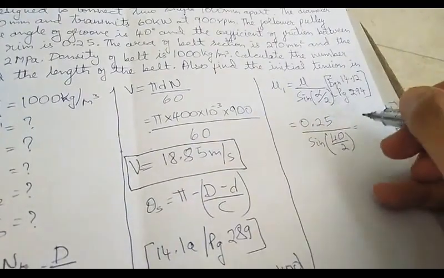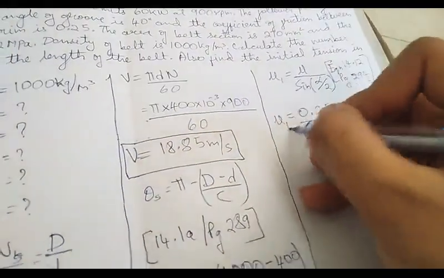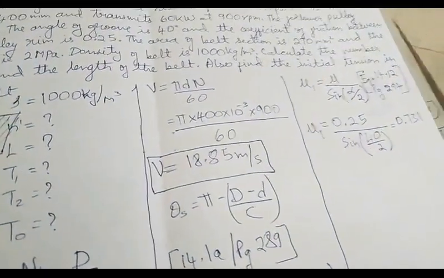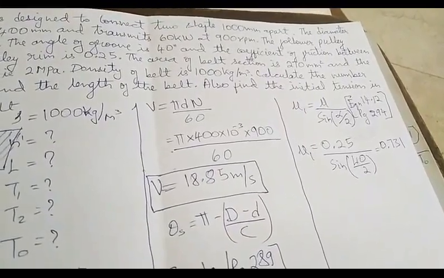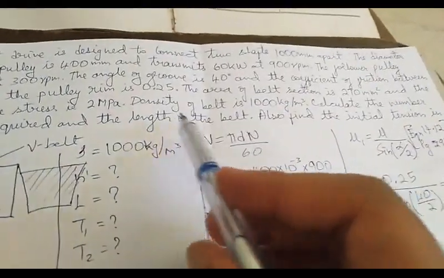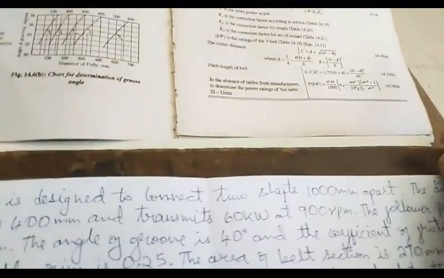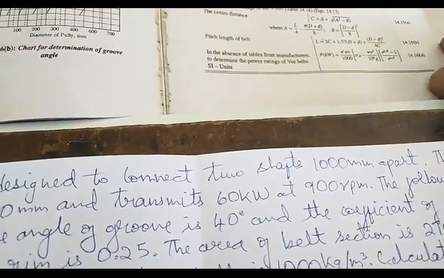So the apparent coefficient of friction is 0.731. We will call this mu1. Next we shall go to find the value of the number of belts. Here they are asking us to find the number of belts. So we shall take the formula from the data handbook from page number 295.